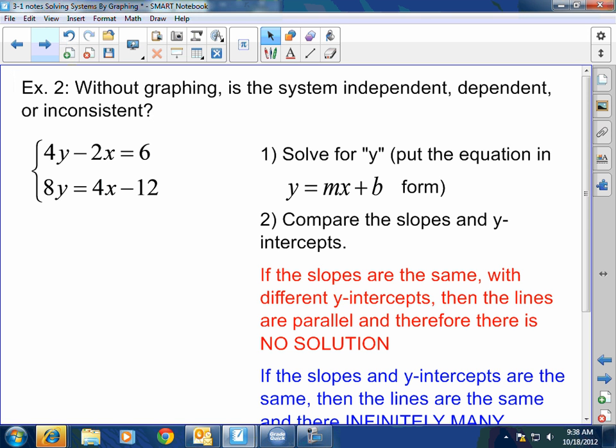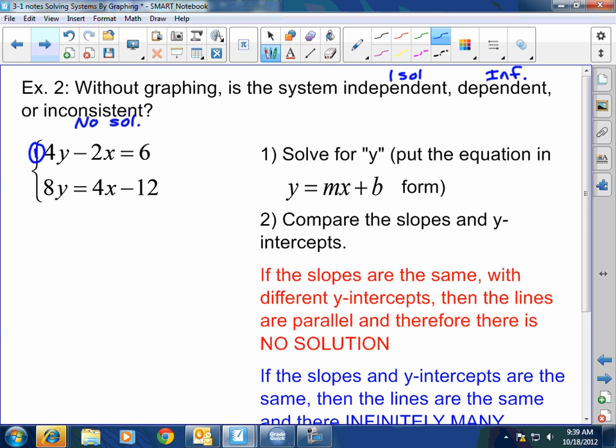without graphing, is the system independent, dependent, or inconsistent? Remember, independent and dependent come under the same category of consistent. Independent is one solution, remember. Dependent is infinitely many solutions. And remember, inconsistent is no solution. So that's the way the question is going to be asked to you in the SAT or my tests or quizzes or homeworks. So the first thing we want to do is solve for y. Put the equation in y equals mx plus b form. So let's go ahead and solve this guy first.